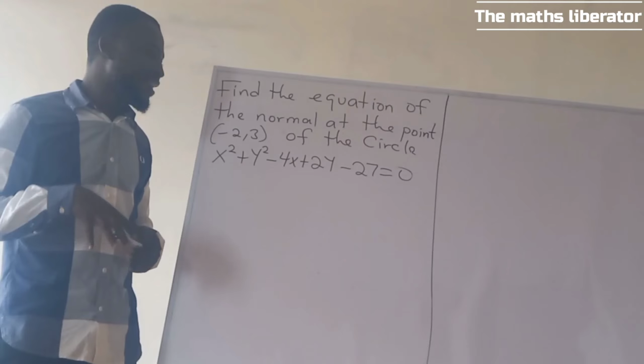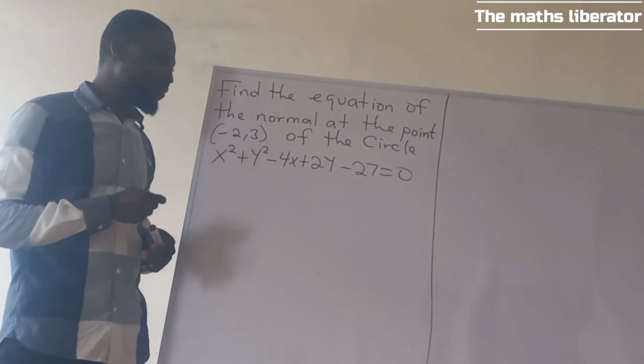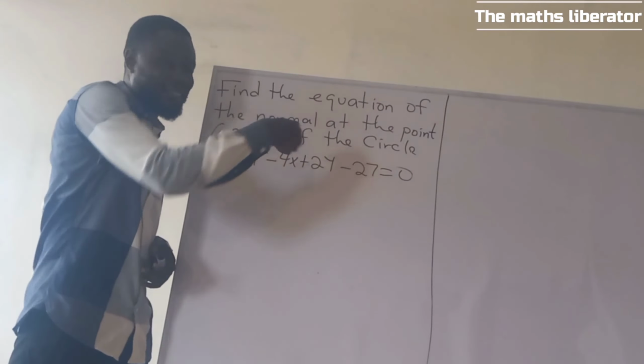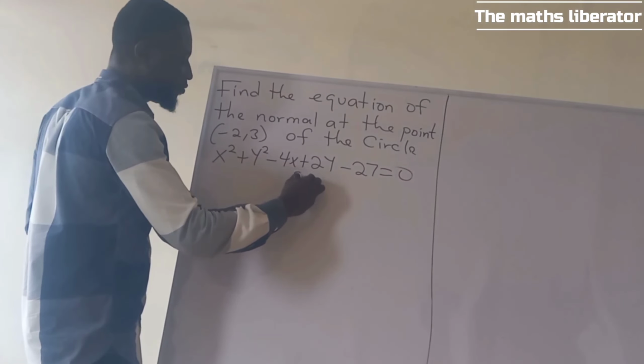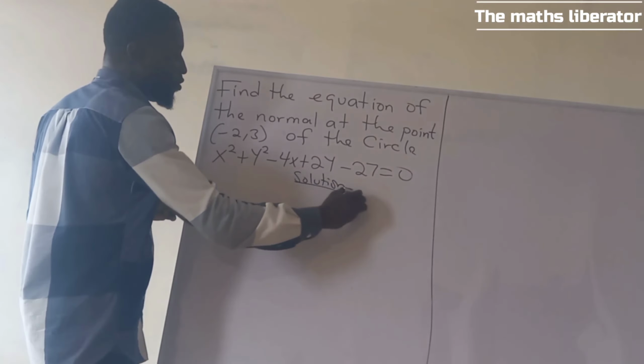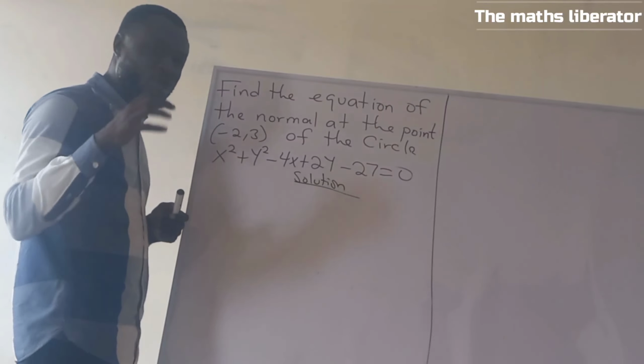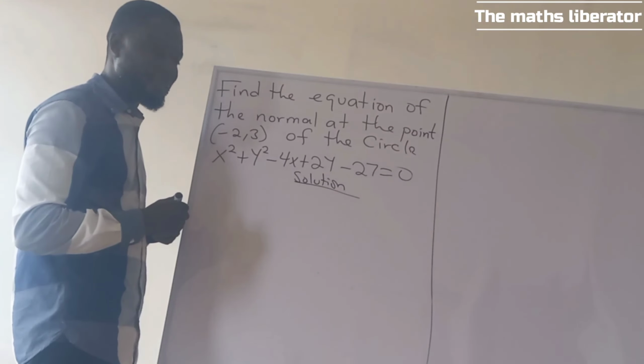Find the equation of the normal at the point -2, 3 of the circle of this equation. Let's do that. So solution. We have to find the equation of the normal. First of all, what is a normal? You have to understand this.